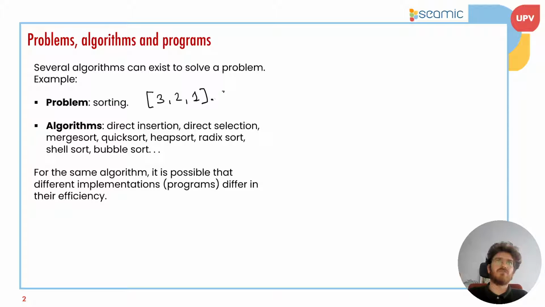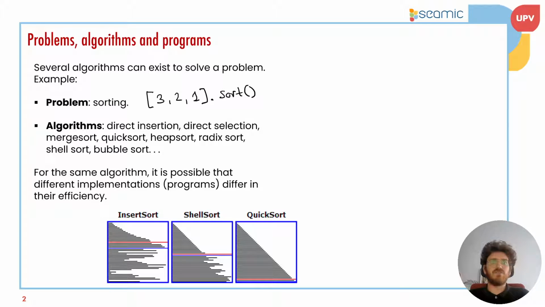For example, we've used the method sort a few times, but we don't know which algorithm is implemented in sort. So we have many different algorithms. For example, we have quick sort, which is so quick it finished before I showed this picture. We also have shell sort, which is a bit less efficient, and then we have the very slow insertion sort. For the same algorithm, we can of course implement it in different languages in slightly different ways, and that can also have an effect on the resulting efficiency of the program.